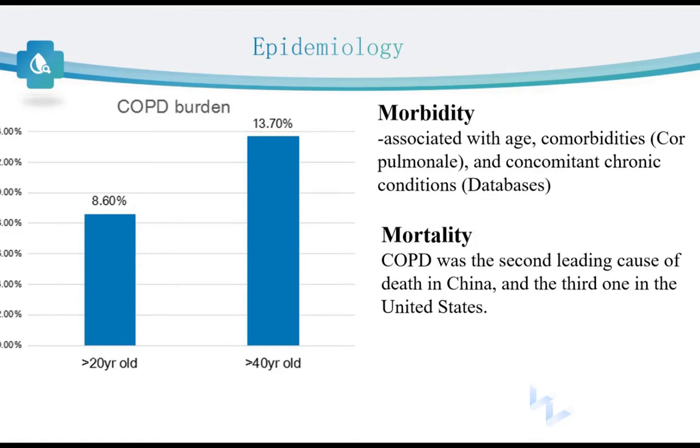In this figure, we can find that more than 1 in 10 of the people over 40 years old suffer from COPD. And the morbidity of COPD is associated with age, comorbidities, and combining disease. For now, COPD is the second leading cause of death in China. So it's very important for us to pay attention to the prevention, early diagnosis, and early therapy for these patients.